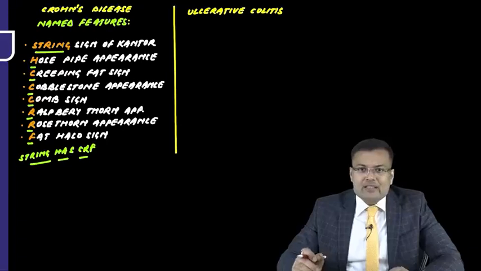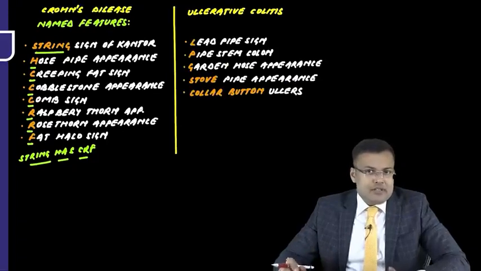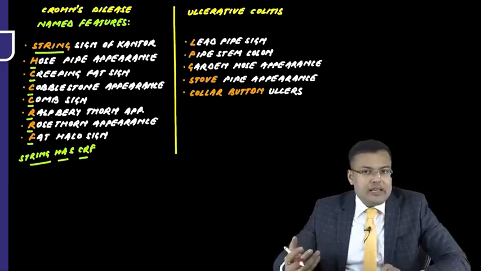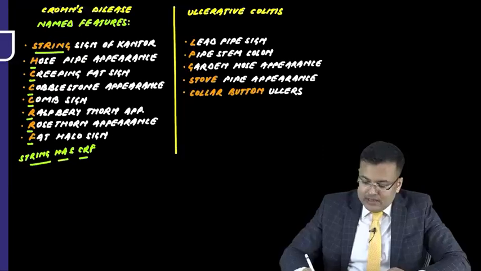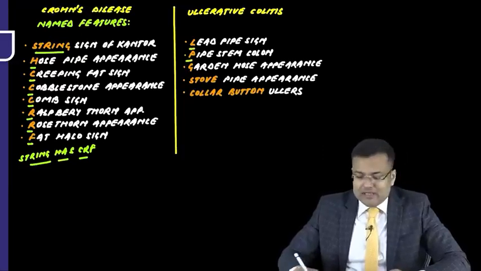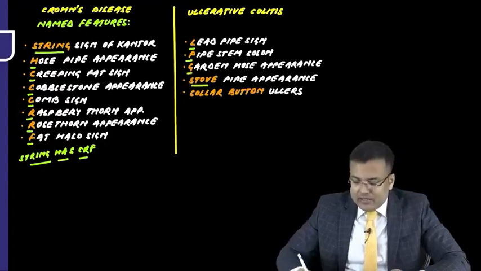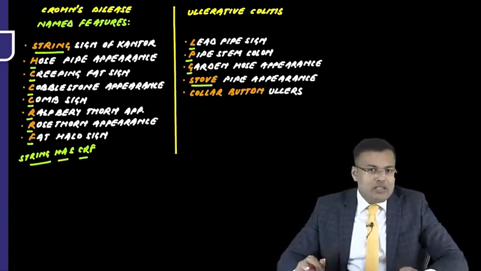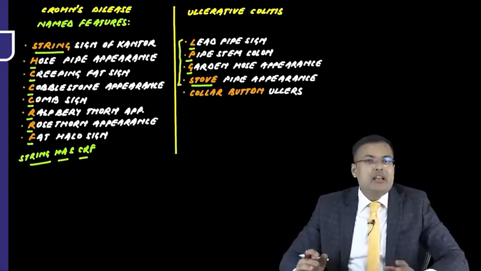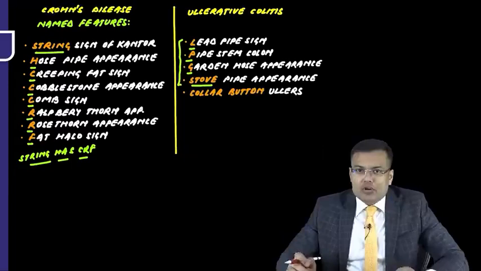So string has CRF. What are the named features of ulcerative colitis? You know that in ulcerative colitis, especially in chronic cases, there is ahaustral colon. And that ahaustral colon is also known as lead pipe sign. Other name is pipe stem colon. Other name is garden hose appearance. And other name is stovepipe appearance. So all these are the names for ahaustral colon.